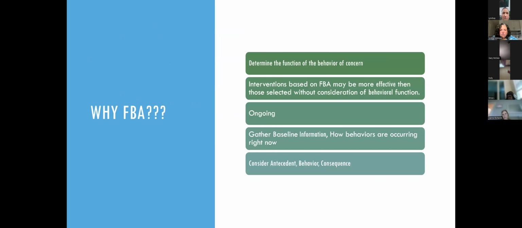So why do we do an FBA? Well, we're going to determine the function of the behavior of concern. That's what we're doing in the FBA. We're trying to come up with that hypothesis statement about why behaviors are occurring. And why are we so concerned about the function of behavior? Why is that so important?